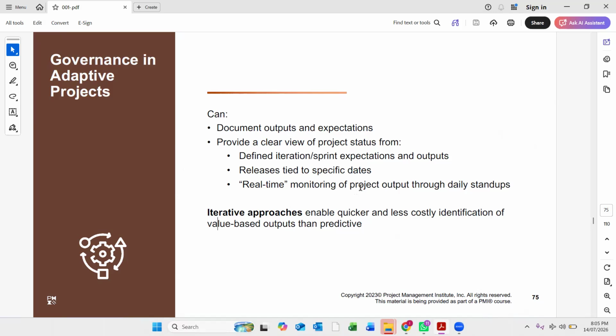It's mainly for agile, not plan-based. Okay, and there will be document outputs and expectations. Then it's adaptive. That's where adaptive is. In agile, there will be iterations and sprints, the same properties which we have seen in agile only. It will be quicker, quick, and also less costly. Yes, exactly.